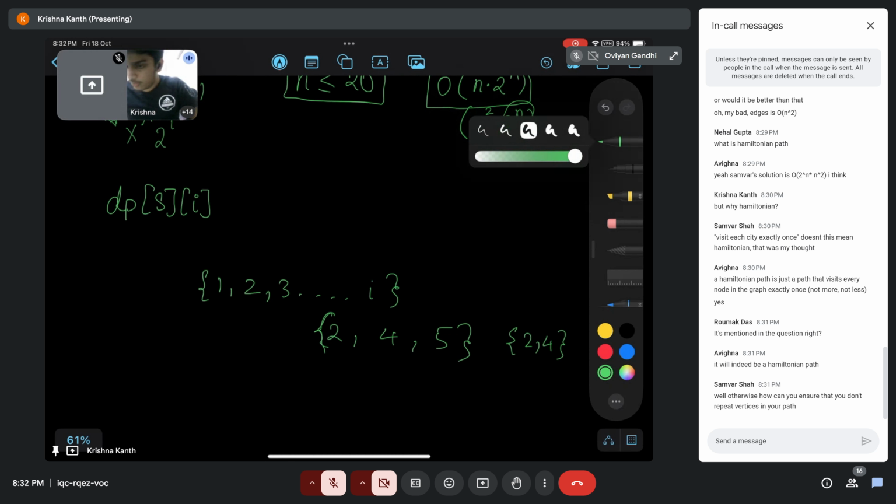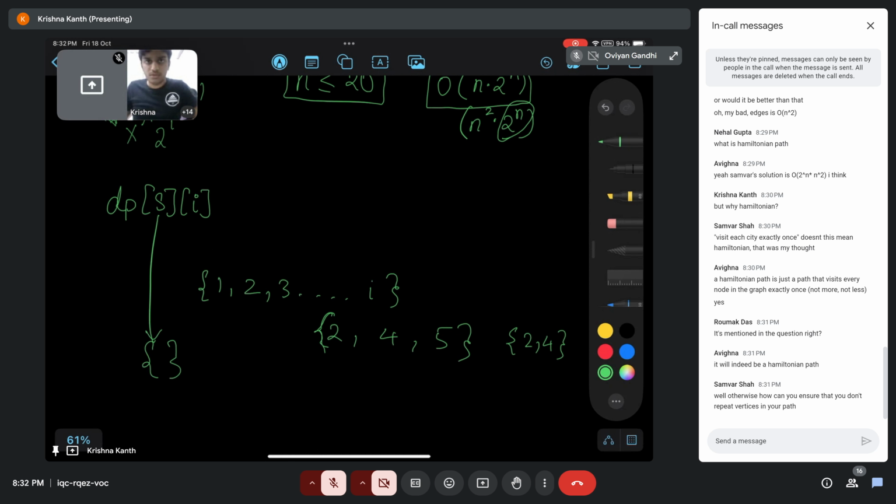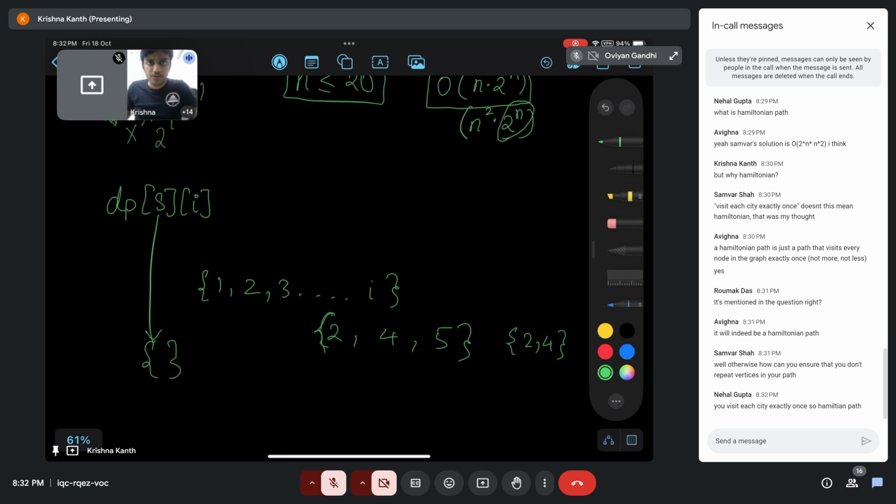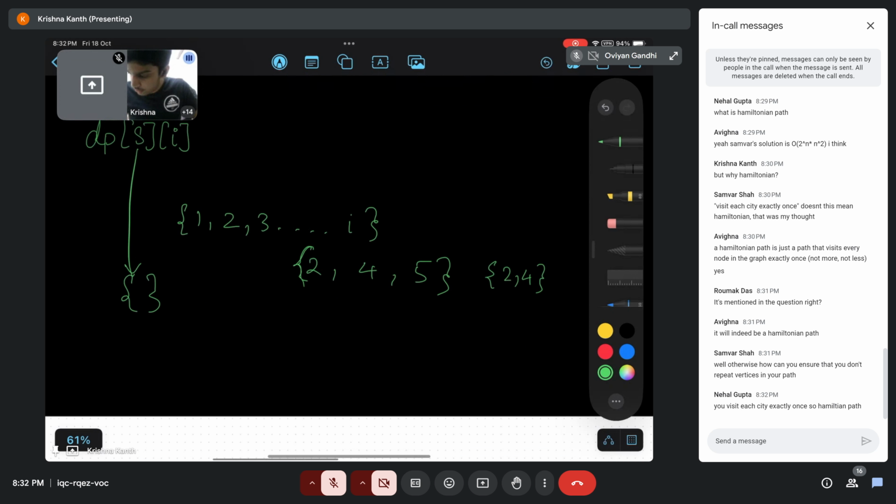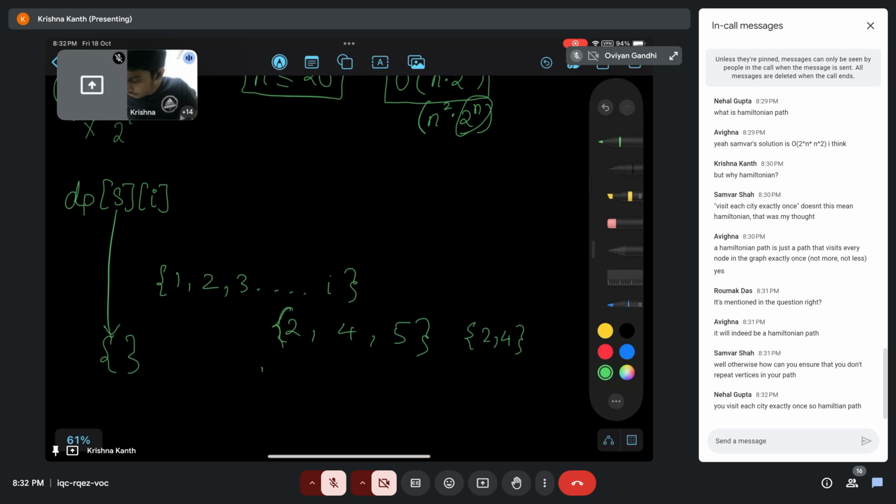Okay, so here we say that dp[S][i] is basically the number of ways to visit all the nodes in the subset S such that we end at node i. So this is the state that I'm defining: the number of ways to visit every single city in S such that we end at city i. And the transitions, let us see, as I took the example here, 2, 4, 5.